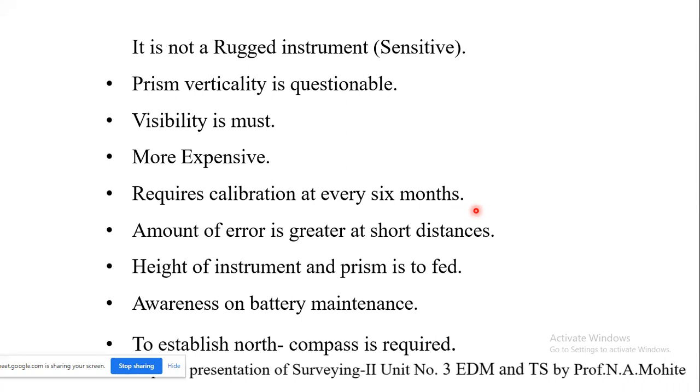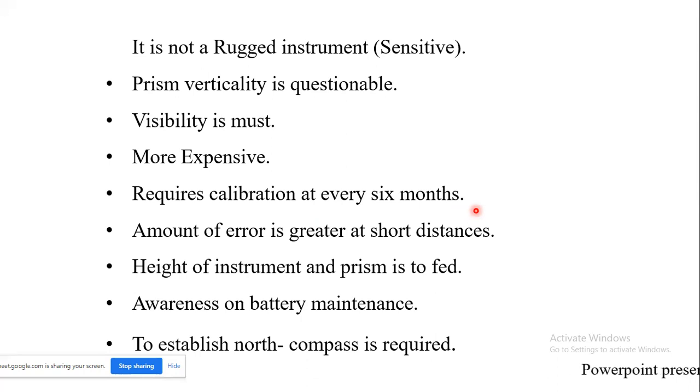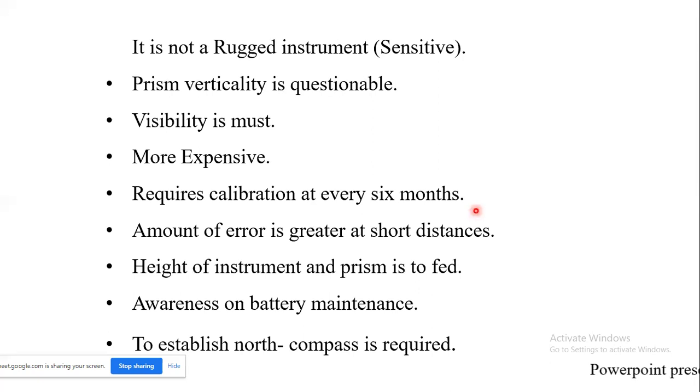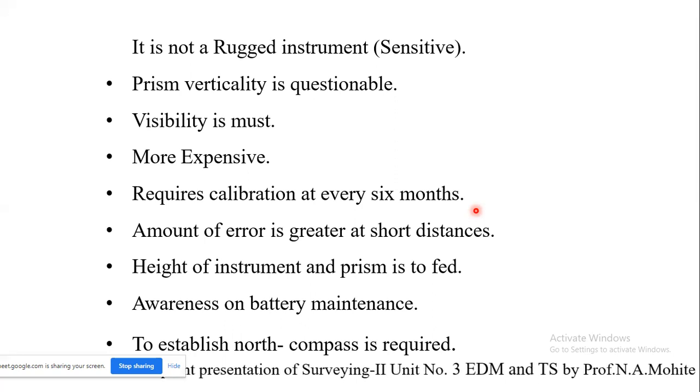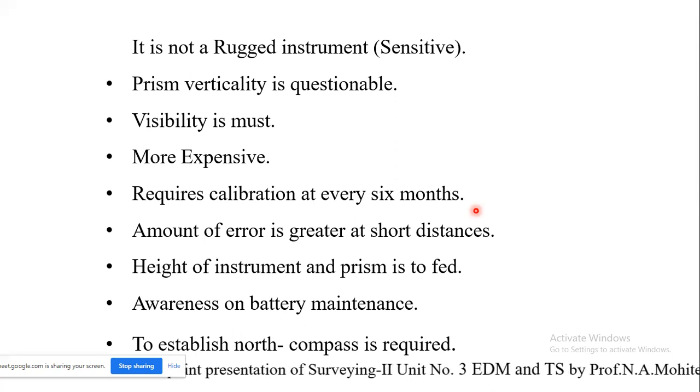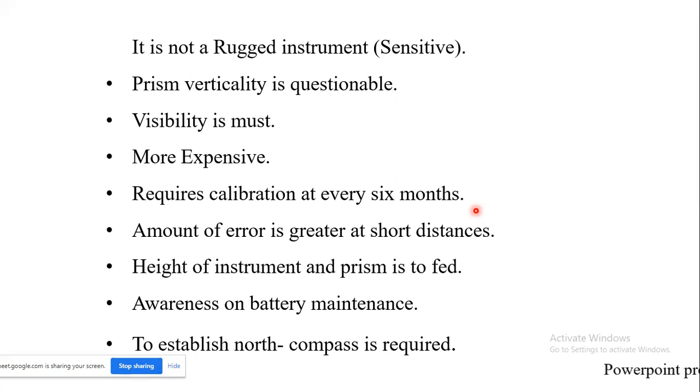It requires calibration. The amount of error is greater at shorter distances, and the height of the instrument and prism is to be fed. Then awareness of battery maintenance, because if the battery remains on, after a certain duration the battery also gets damaged, and the cost of such batteries is in thousands of rupees, varying from 15,000 to 25,000 for the battery alone. To establish north, a compass is required additionally. After that only you can take the bearing.